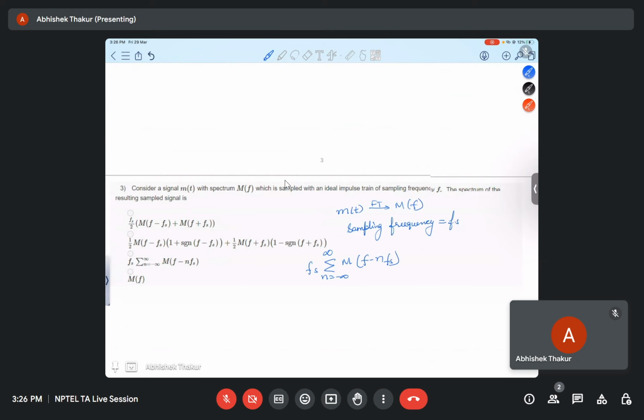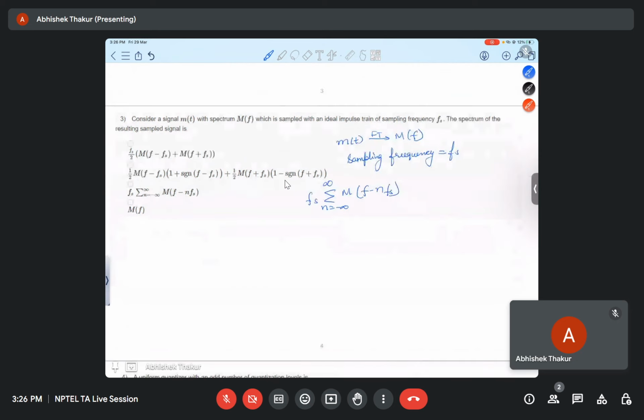We can see this with the impulse train. Let's suppose the impulse train is given as g of delta t equal to the summation over n from minus infinity to infinity of delta of t minus n Ts. So this is the impulse train with impulses at every Ts: at 0, Ts, minus Ts, 2Ts, minus 2Ts, and so on on both sides.